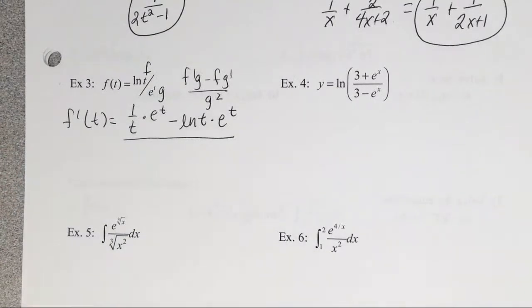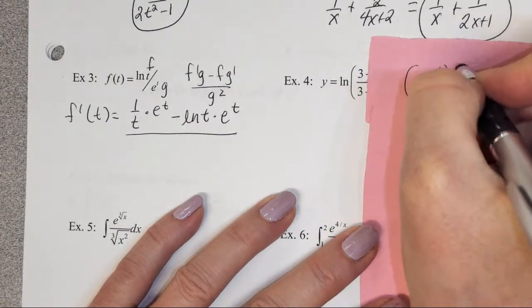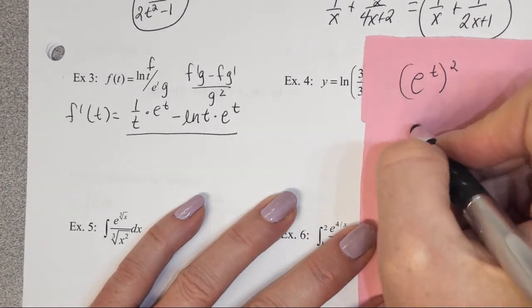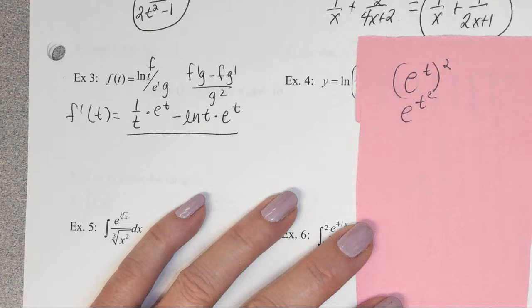A lot of people say this. They say, oh, e to the t squared. So here's what we're doing. We're doing e to the t, and we're squaring it. And a lot of people say, oh, okay, that's e to the t squared, like that. Not true. What is it? 2t. E to the 2t.